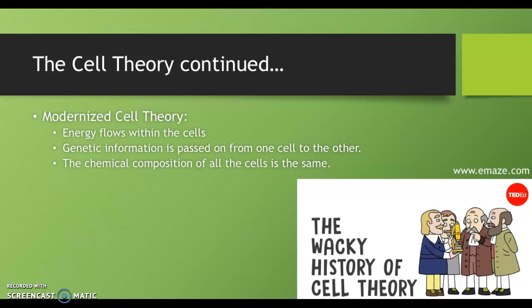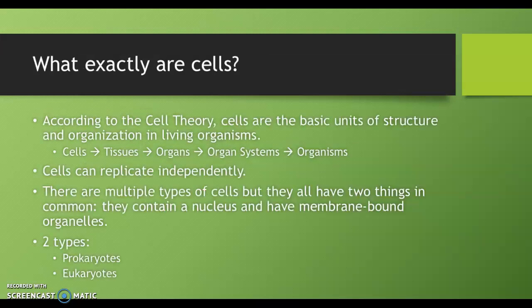All this talk about the cell theory, and we haven't even discussed cells themselves. So, what exactly are cells? According to the cell theory, cells are the basic building blocks of all living organisms. They are the smallest independent component of an organism, and they can replicate independently. Although there are multiple types of cells, they all have two things in common: a nucleus region and membrane-bound organelles. The two main types of cells are prokaryotes and eukaryotes.